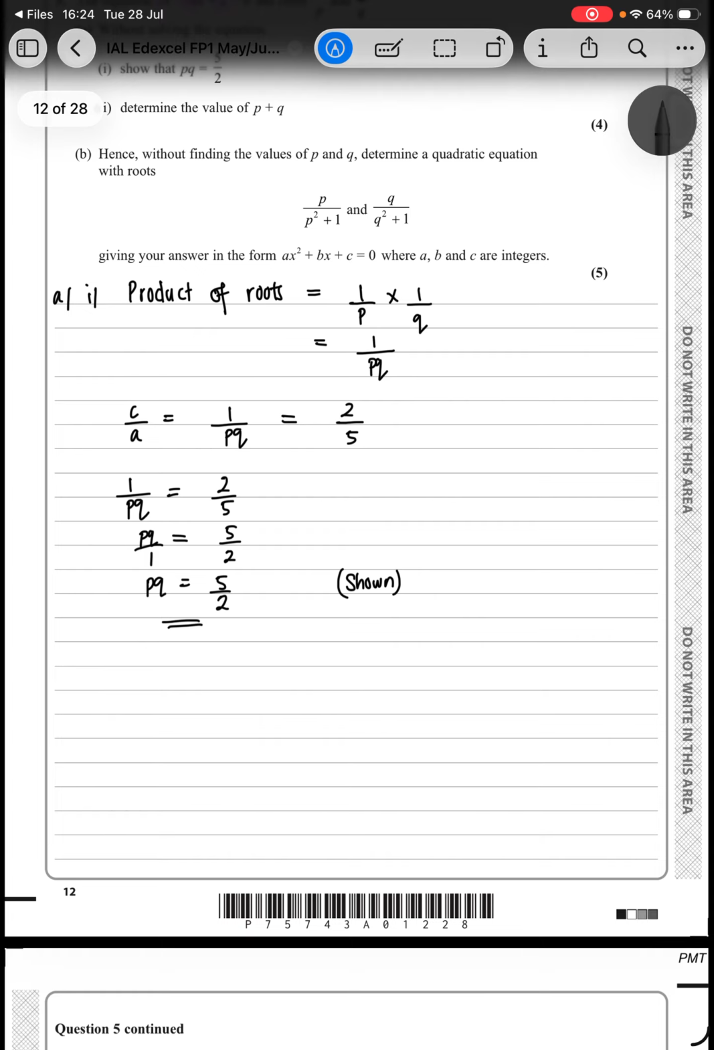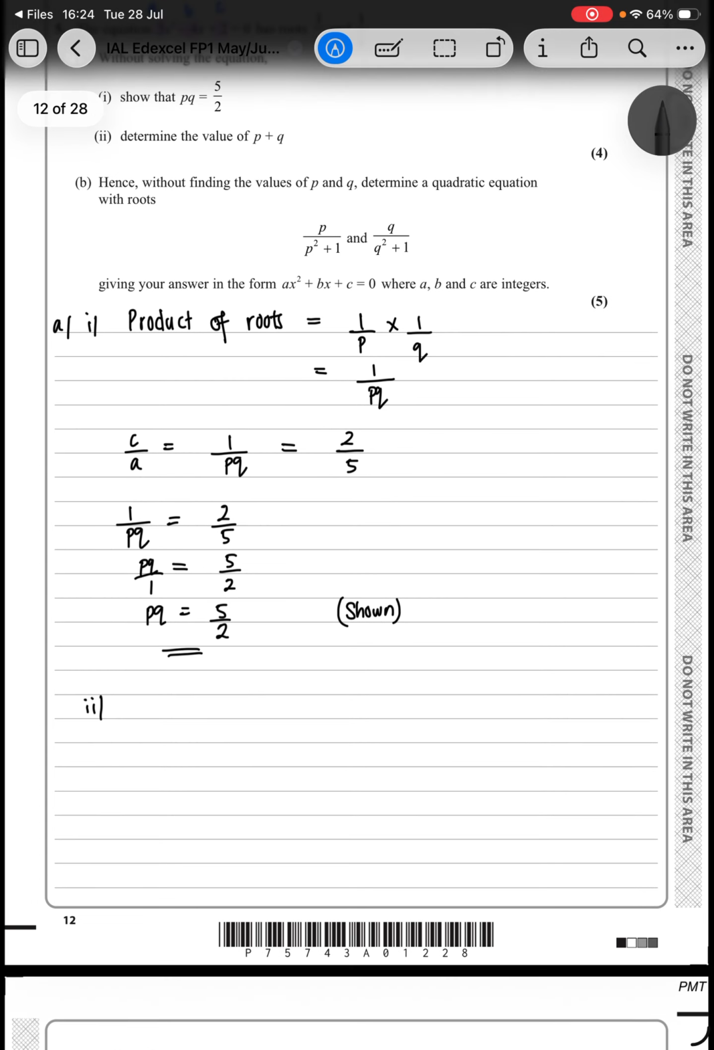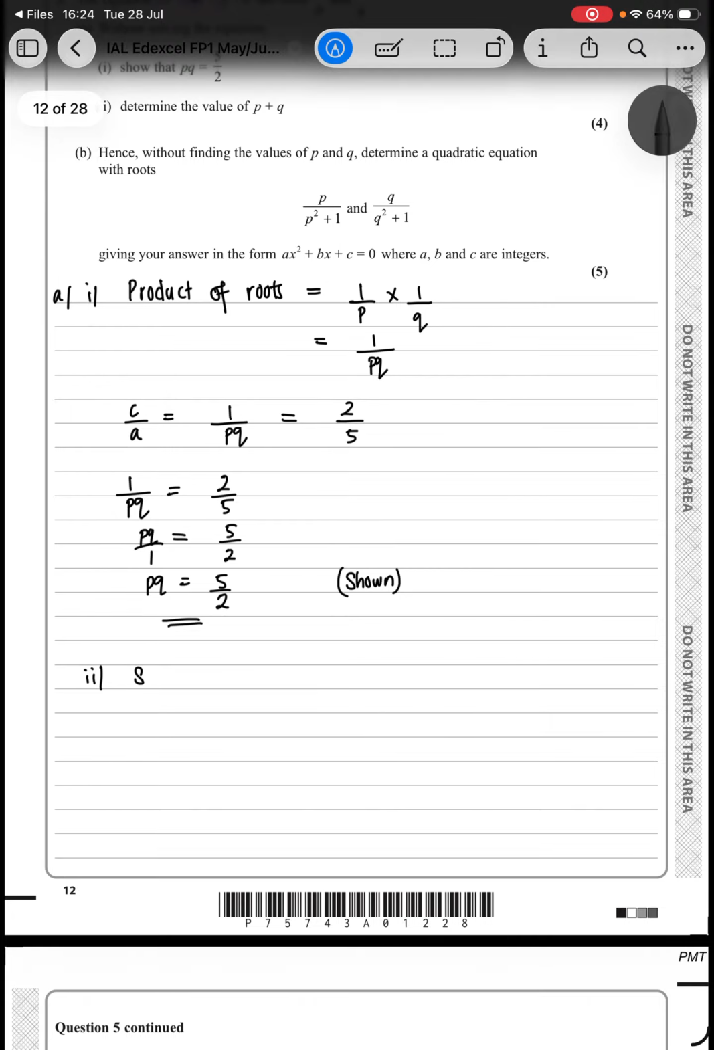Moving on to part 2 of part A. It says determine the value of P plus Q. In part 1 we already found the product of roots. So for part 2 we have to find the summation of the roots now. So I'll write sum of roots is equal to 1 over P plus 1 over Q.